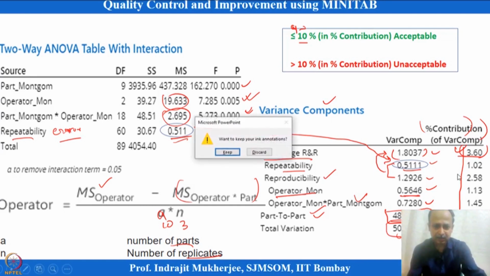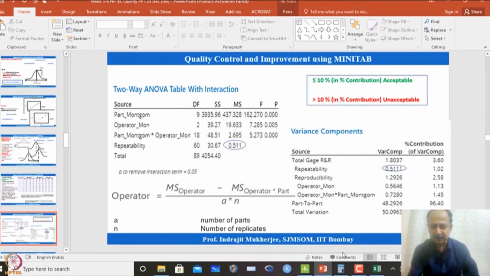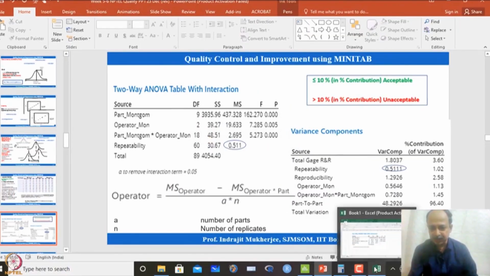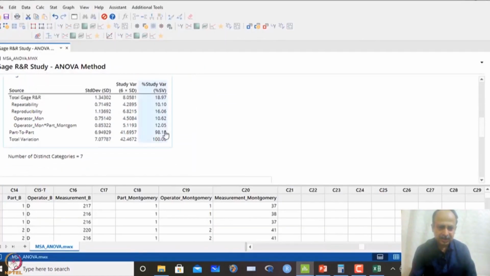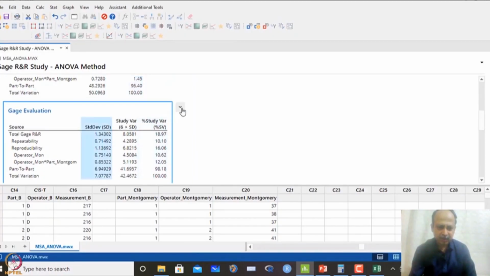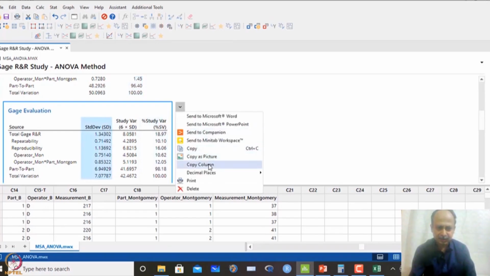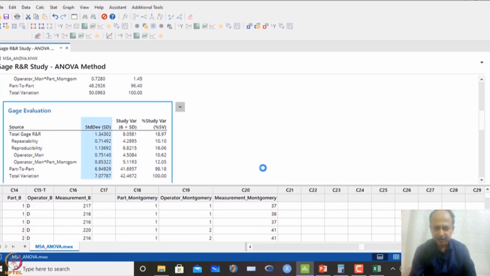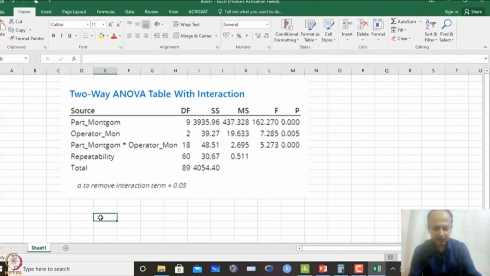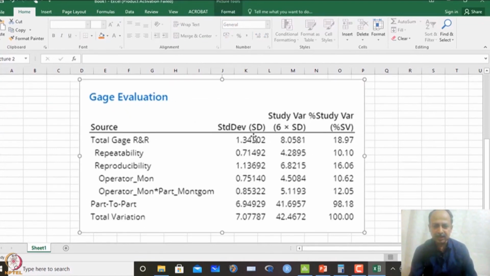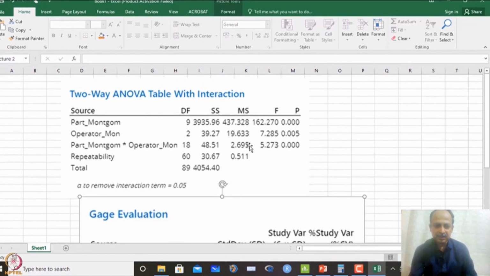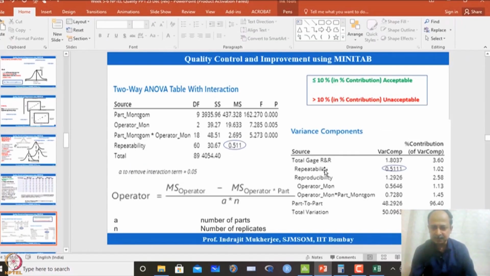With respect to process variation, there is another measure, which is percentage variability. We can go to the PPTs here. This is the calculator. There is another important component here: standard deviation and study variation. If I copy this as a picture, we can paste it here and enlarge the image. What you observe is that this standard deviation of 1.34 is the variance of repeatability, which is sigma squared. If you take the square root of this, you get the standard deviation.